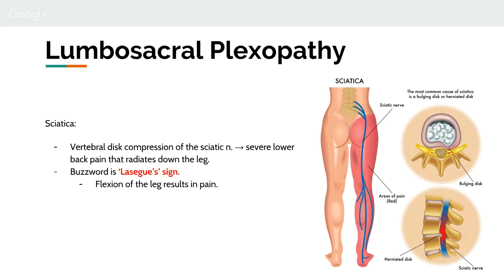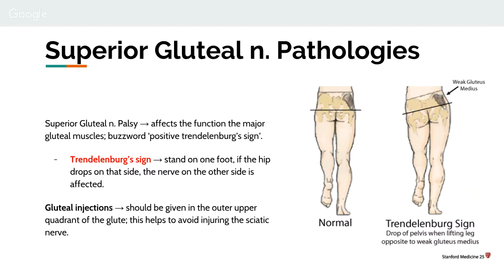It can cause spinal bulging disc. Learn that in back and spine. Okay, superior gluteal nerve, high yield, Trendelenburg sign. And of course, gluteal injections, just know upper, outer quadrant. I was trying to be cheeky with it and went superior lateral, same thing.